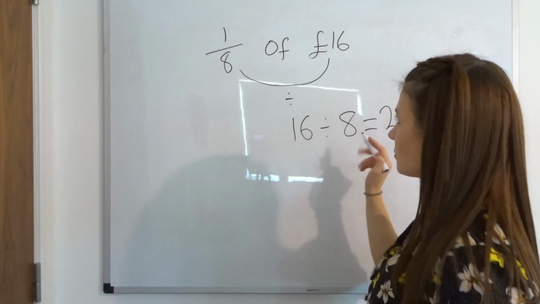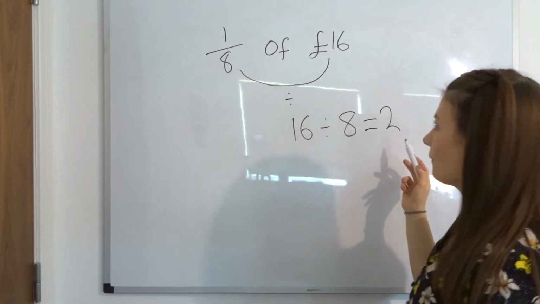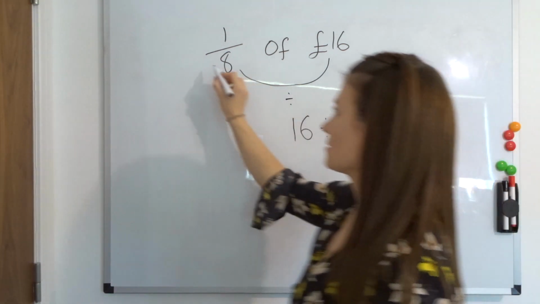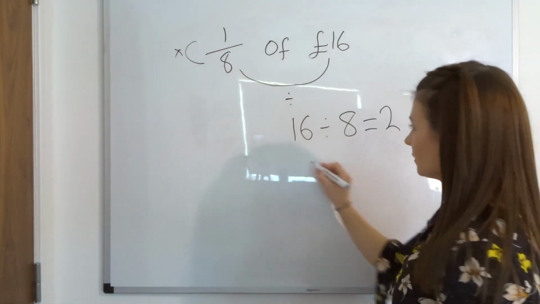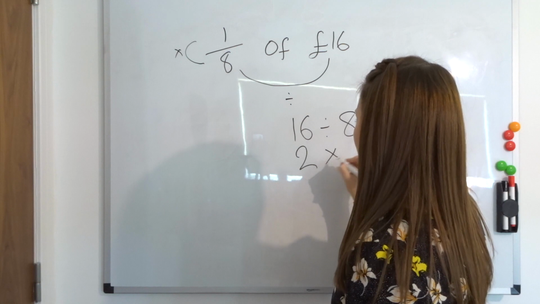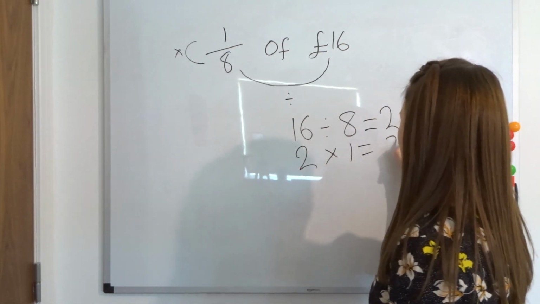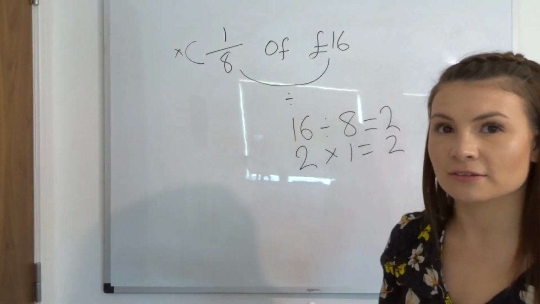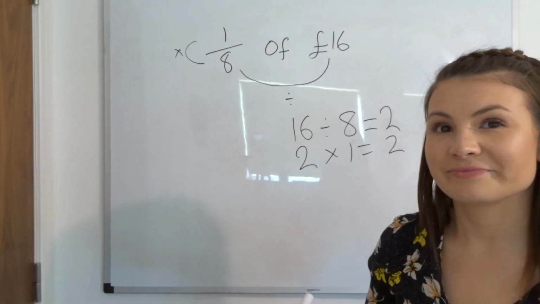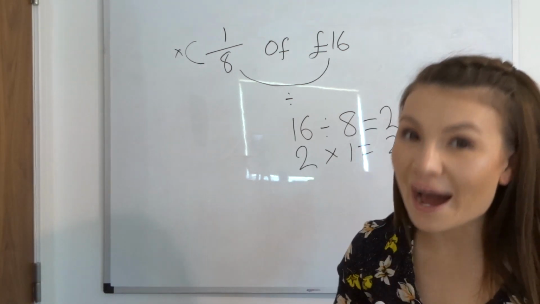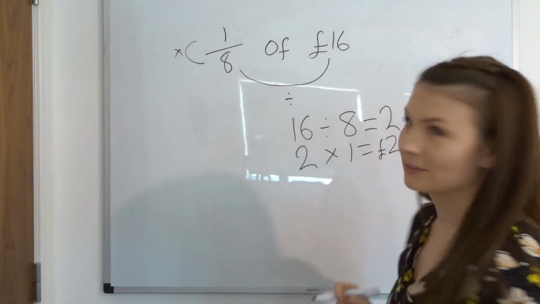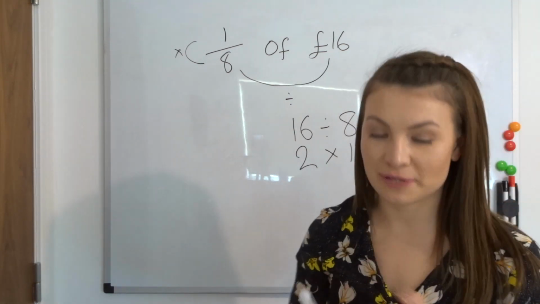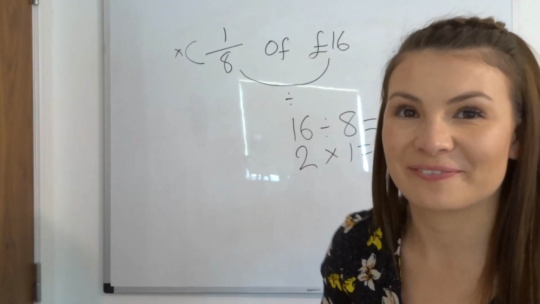Good. Now we need to do what? What do we need to do now? Good, we need to times it by the numerator. Fantastic. So 2 times 1 equals 2. Is 2 our answer? No, £2 is our answer. Don't forget those pounds. Okay, it's a big difference between £2 and 2p, isn't there?